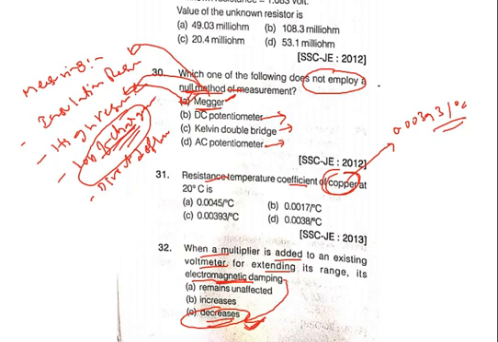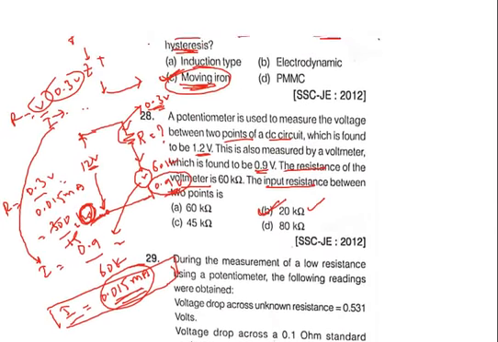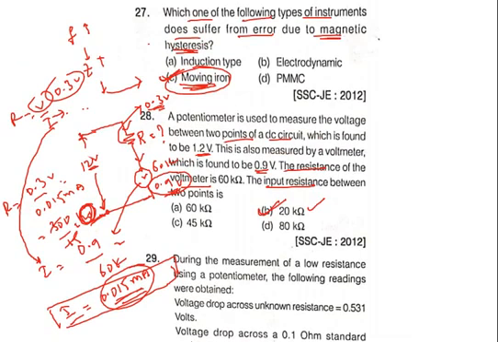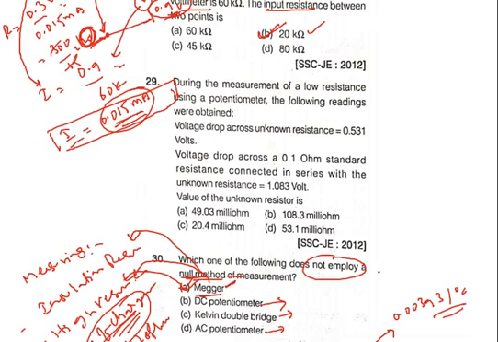See here, previously we left one question. Now we can see that one. During the measurement of low resistance using a potentiometer, the following readings were obtained. Voltage drop across the unknown resistance is 0.531 volts, and voltage drop across a 0.1 ohm standard resistance connected in series with the unknown resistance is 1.083 volts. The value of the unknown resistance is asked.